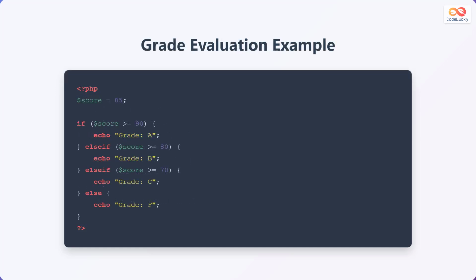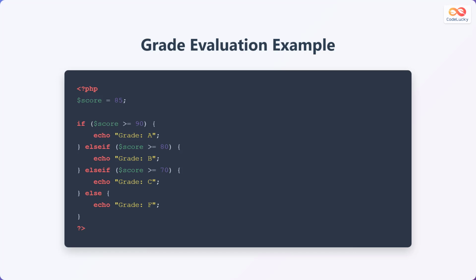Here's a simple example where elseif is used to evaluate a grade based on a score. Initially, a variable named score is set to a value of 85. If the score is greater than or equal to 90, it will output grade A. However, if the score is not greater than or equal to 90, it checks the next condition using elseif. If the score is greater than or equal to 80, it will output grade B.